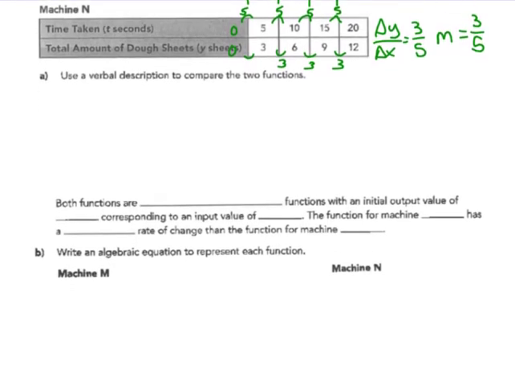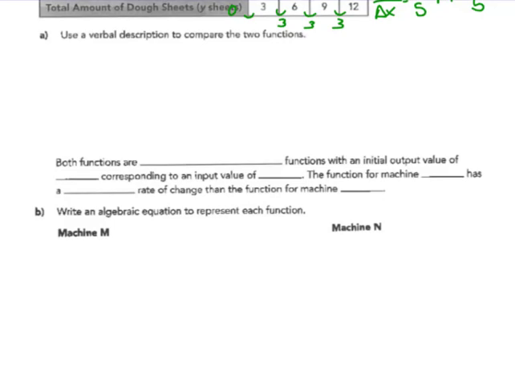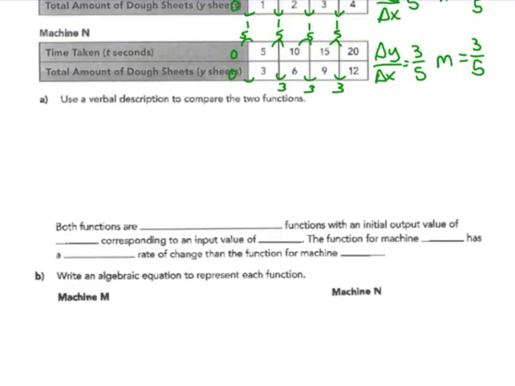Use a verbal description to compare these two functions. Well, both of them are increasing. My slopes aren't negative, so they are linear because they have a constant rate of change. So they are linear increasing functions with an initial output value of 0 and a corresponding input value of 0. So there's my y-intercept, 0. The function for machine N has a greater rate of change, a greater slope. 3/5 is greater than 1/5. So it's greater than machine M.